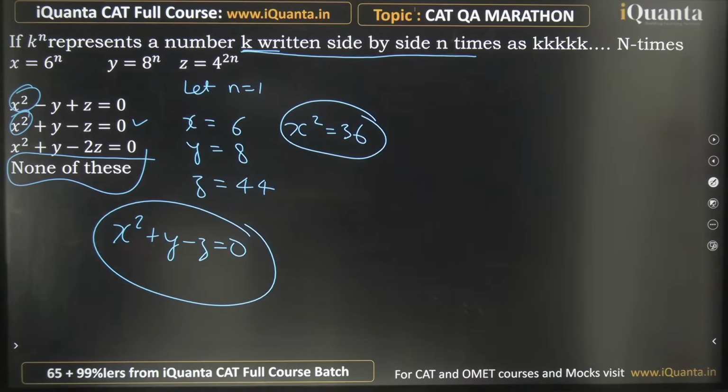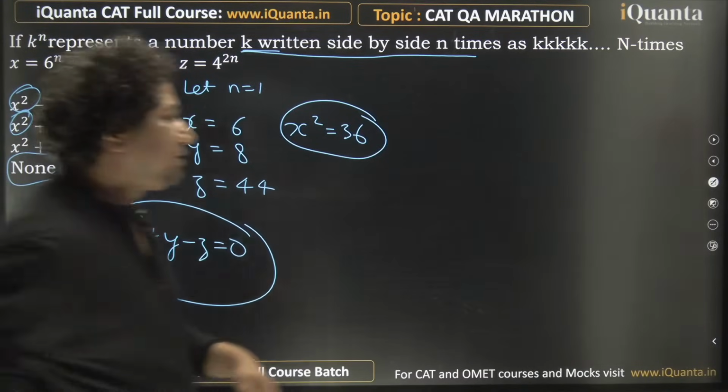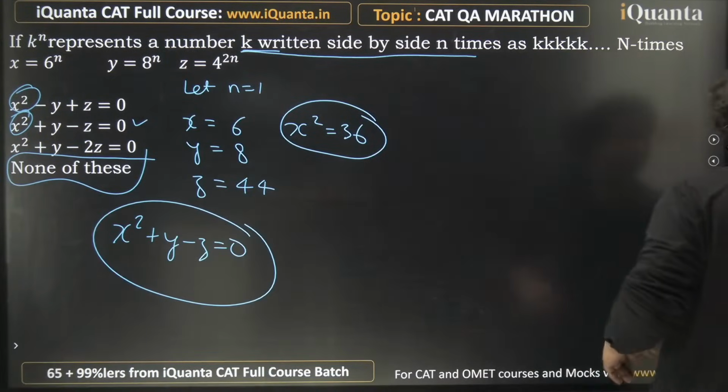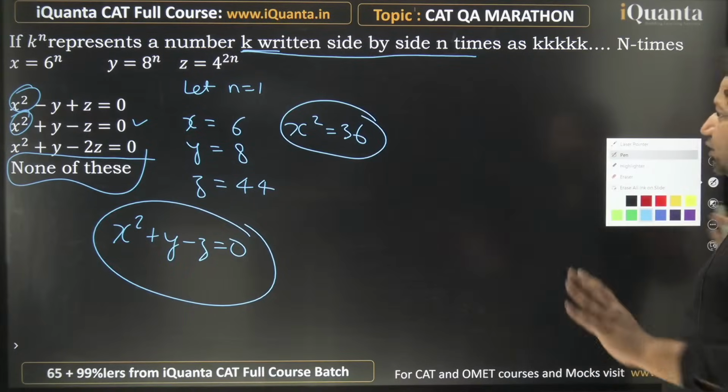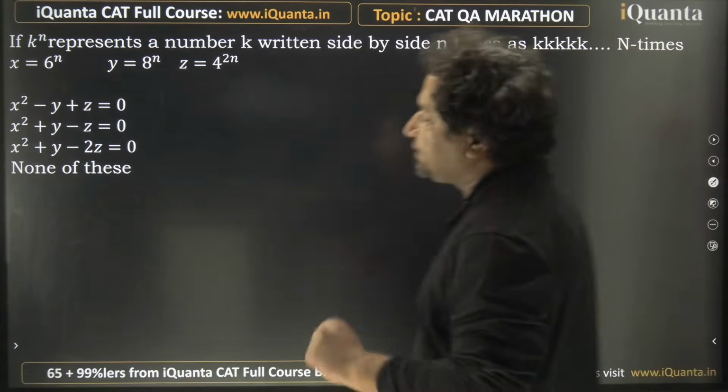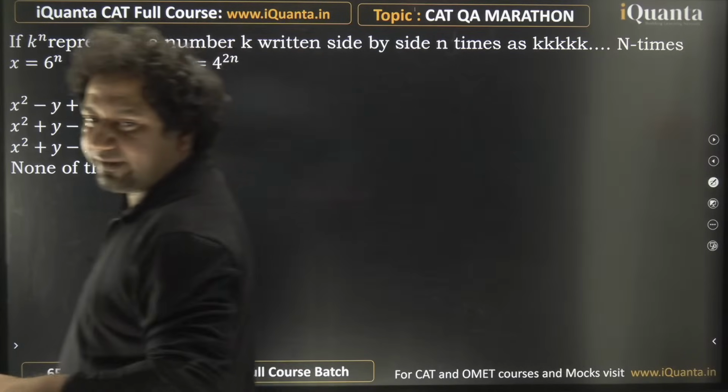Okay, so this is what I'm trying to say, that this is a good method, but only when none of these option is not there. So let us do it mathematically now. Clear to all? Let's do it mathematically. I'll give you both the ways.